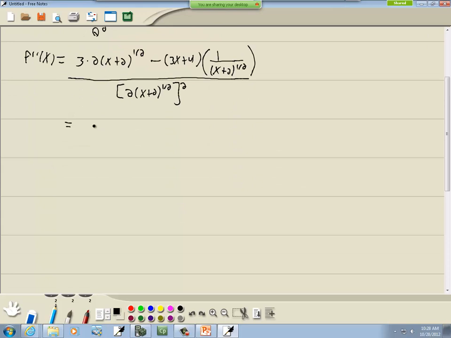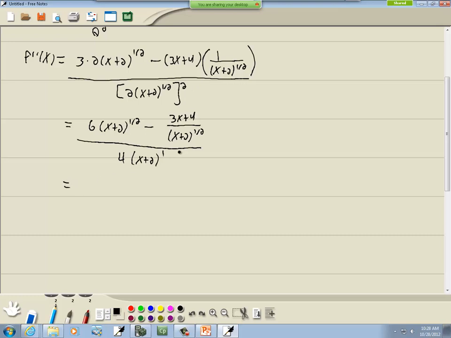So 3 times 2 is 6, (x plus 2) to the 1/2, minus, I'll put the 3x plus 4 up on top there, (x plus 2) to the 1/2, and this down here, square the 2, that gives us 4, and square this, and that gives us (x plus 2) to the first power. You raise one exponent to another exponent, you multiply them. 1/2 times 2 is 1.